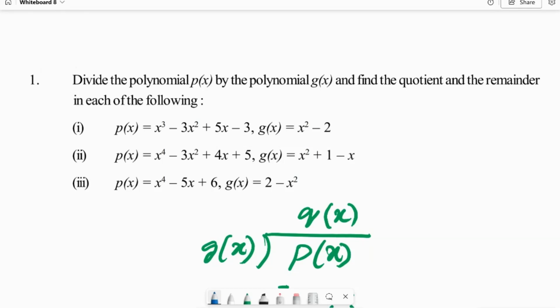Today we have the first question of exercise 3.4. We need to divide a polynomial p of x by another polynomial g of x and find the quotient and remainder of the following 1 to 1 to 3.